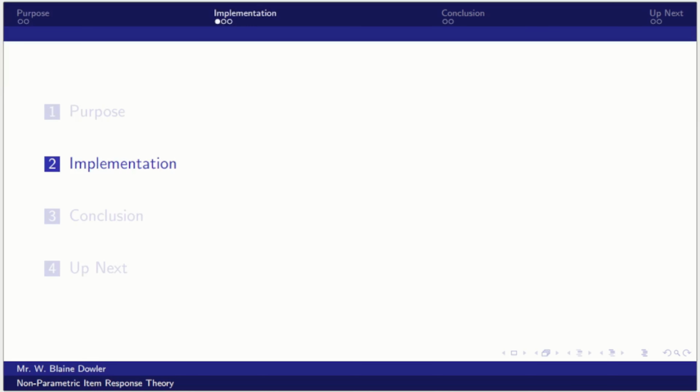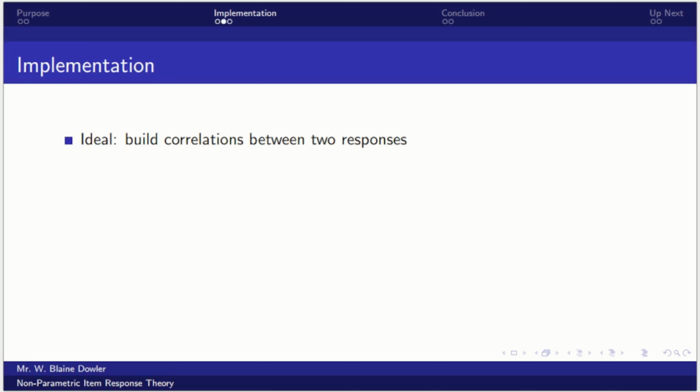So how do we implement a non-parametric version of item response theory? Ideally, you can use statistical correlations to compare responses to two different items. This means you need to have a logical numerical scale.